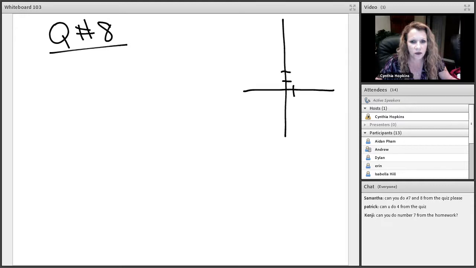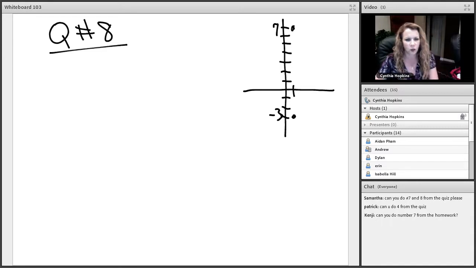So there's 1, 1, 2, 3, 4, 5, 6, 7. Put a point right there. Okay, so that's one of my focus points. And (1, negative 3). So 1, 2, 3. Let me label the negative 3.